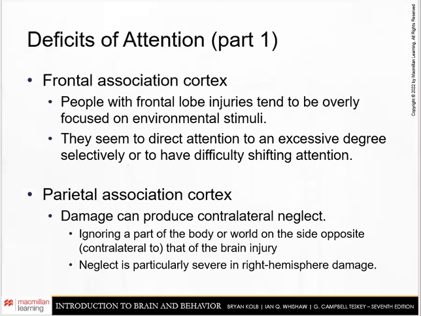As far as deficits of attention go, there's the frontal association cortex, and people with frontal lobe injuries tend to be overly focused on environmental stimuli. They also seem to direct attention to an excessive degree selectively or to have difficulty shifting attention. As far as parietal association cortex goes, damage there can produce contralateral neglect. Contralateral neglect is really ignoring a part of the body or world on the side opposite, or contralateral, to that of the brain injury. Neglect is particularly severe in right hemisphere damage.